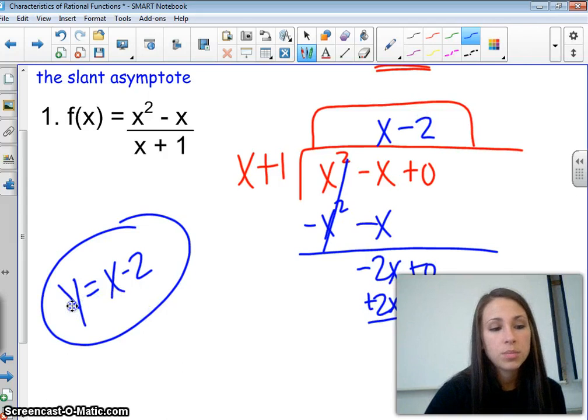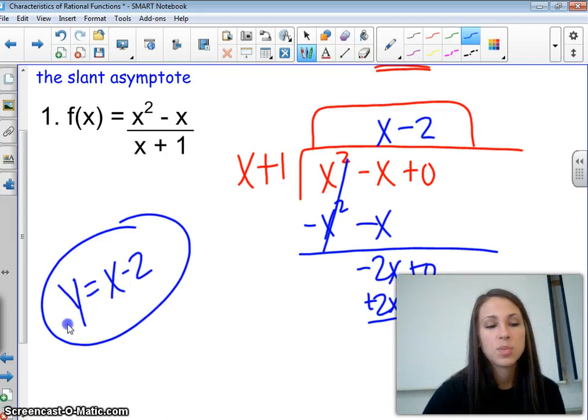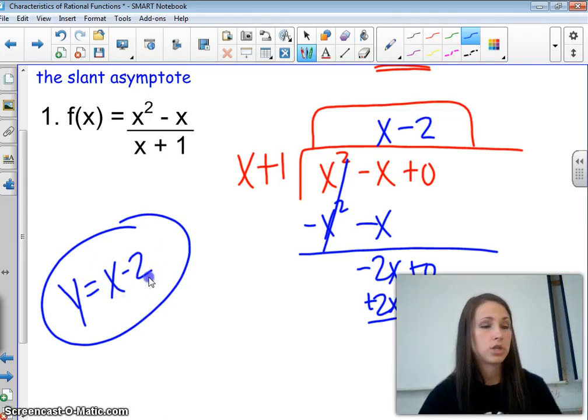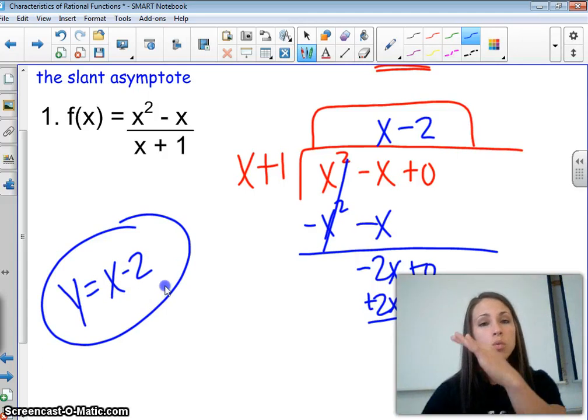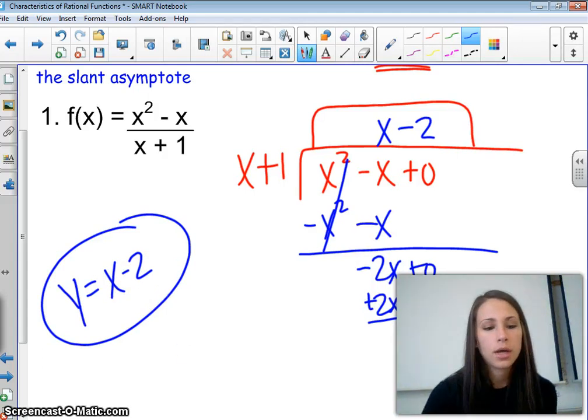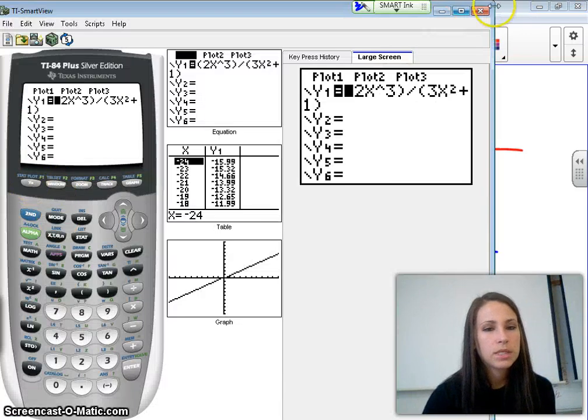But you always need to put y equals in front of this, because this is an actual line that the slant asymptote is. So it's an actual line. Again, it's not part of the graph, it's just what the graph follows. We'll represent it on our graphs with a dotted line. So let's plug this in.